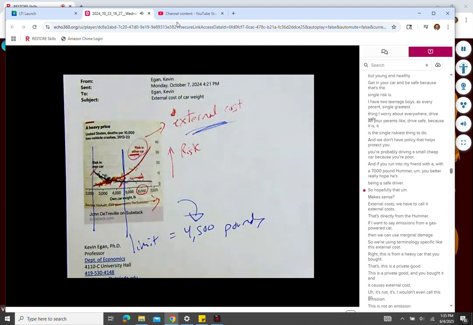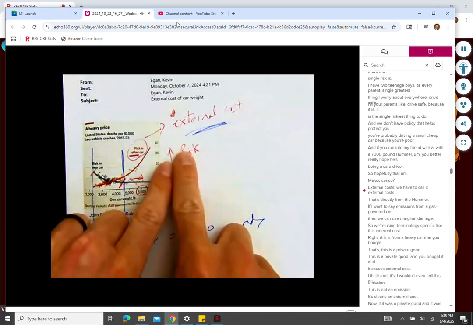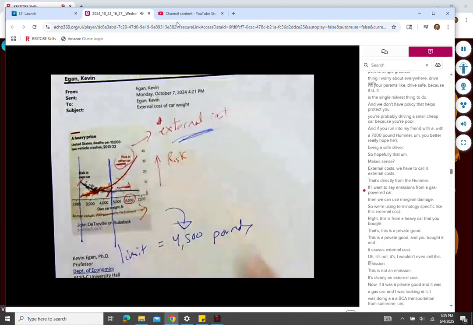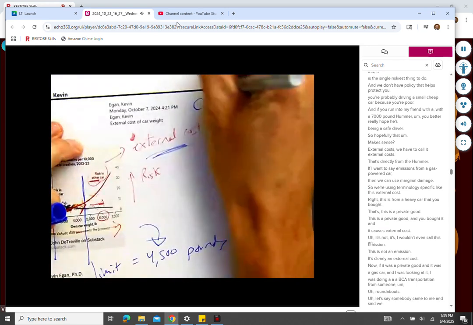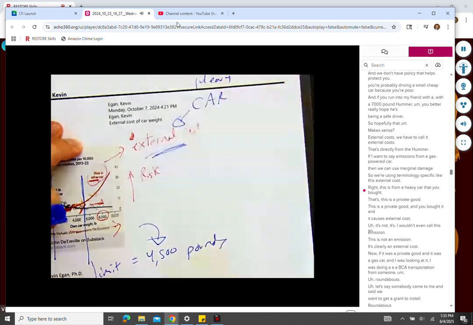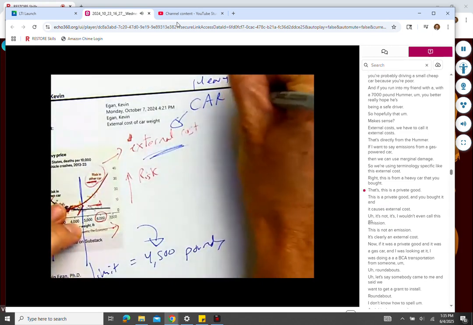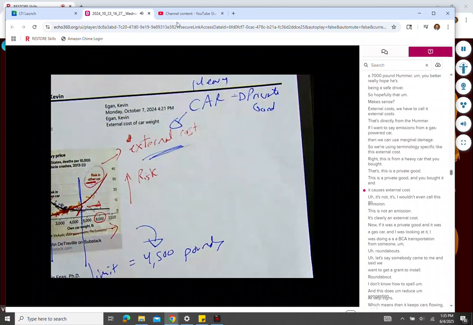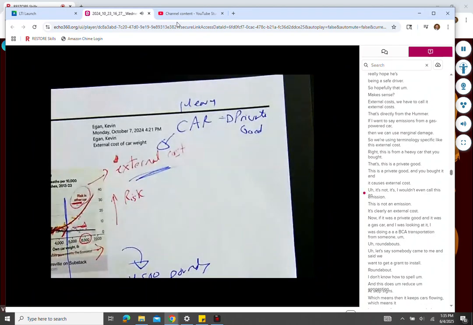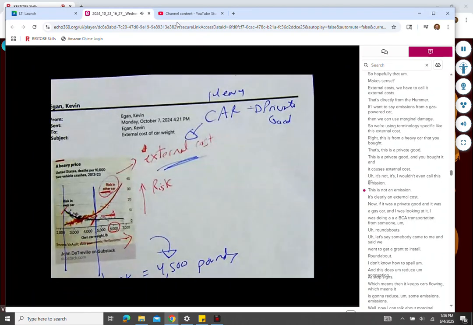So hopefully that makes sense. External costs, we have to call it external costs. That's directly from the Hummer. If I want to say emissions from a gas-powered car, then we can use marginal damage. So we're using terminology specific, like this external cost. Right? This is from a heavy car that you bought. This is a private good, and you bought it, and it causes external cost. I wouldn't even call this an emission. This is not an emission. It's clearly an external cost.